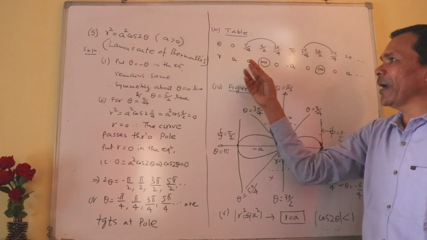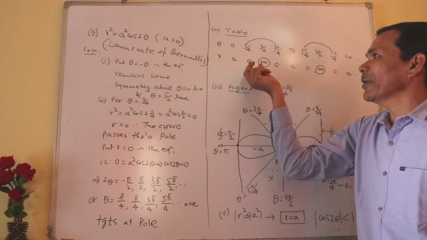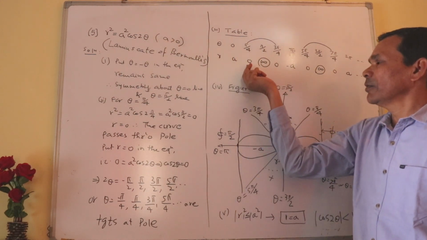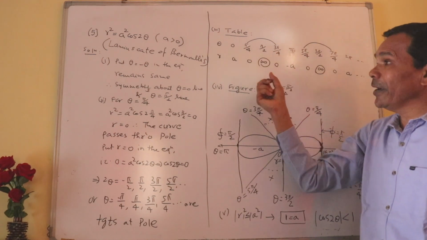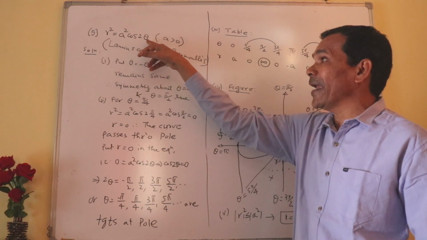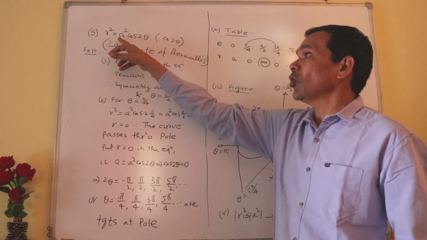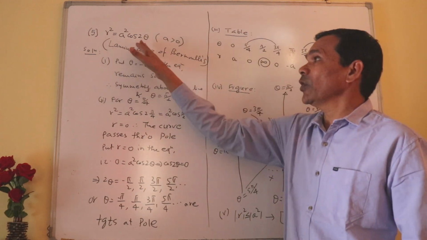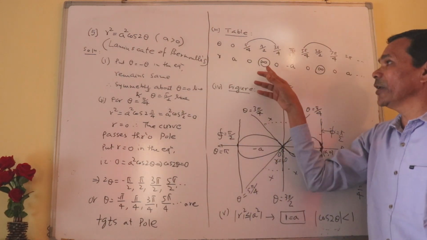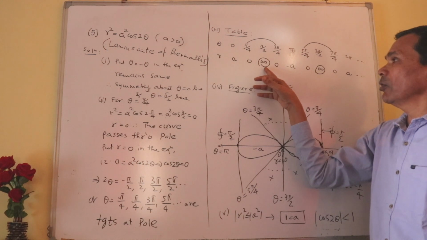Similarly, theta is equal to pi by 4, if we put, r becomes 0 there. For theta is equal to pi by 2, if you try to put, cos pi is minus 1, so r square is equal to minus 1, minus a square. R square is equal to minus a square means r square negative, so the curve does not exist.